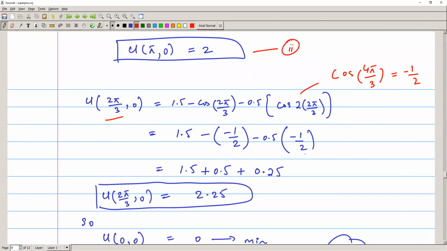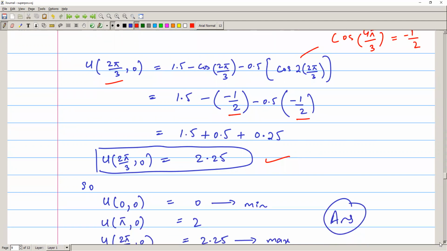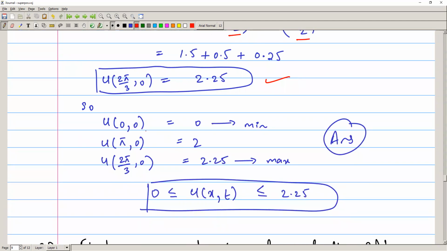So we'll plug the value of 2 pi over 3 here. We'll simplify this equation and we will get 2.25. And so in this manner, we can see that u of 0, 0 is 0, u of pi comma 0 is 2, and u of 2 pi over 3 comma 0 is 2.25.